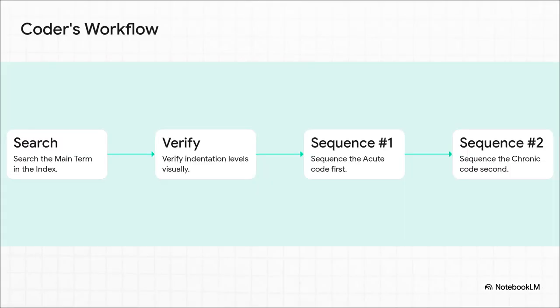To make this totally foolproof for you, here is a simple coder's workflow. This is how you confidently navigate the index without falling into the trap. First, search the main term. Second, visually verify the indentation levels of the subterms. Are they aligned? Awesome. Proceed to Step 3. Sequence the acute code in slot 1. And finally, Step 4. Sequence the chronic code in slot 2. Stick to this 4-step checklist and your sequencing will be bulletproof every single time.